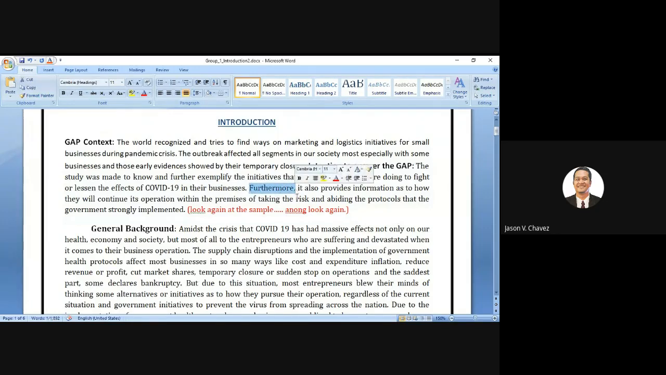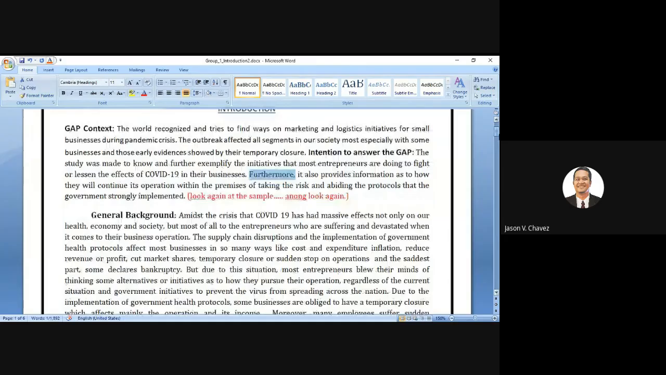Pwede naman kasi kung gusto ninyo sa research, this study aimed, no? Past tense na. So I suggest past tense na, guys, kasi you're already doing your data, 'di ba? Your data analysis. So you'll be proceeding soon to recommendation and results and discussion. Okay, so that's it. So in this part, look at the sample, you can easily get it.